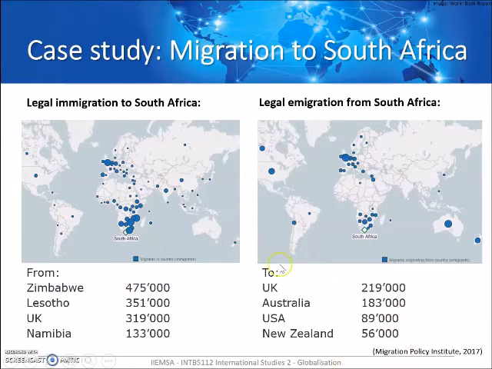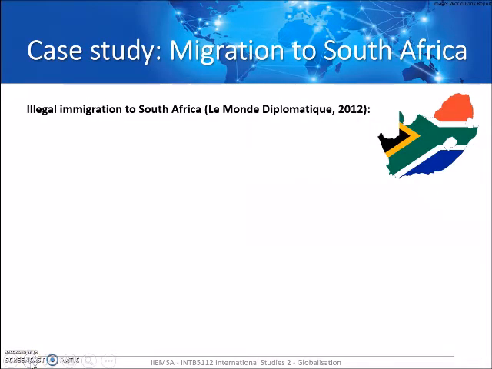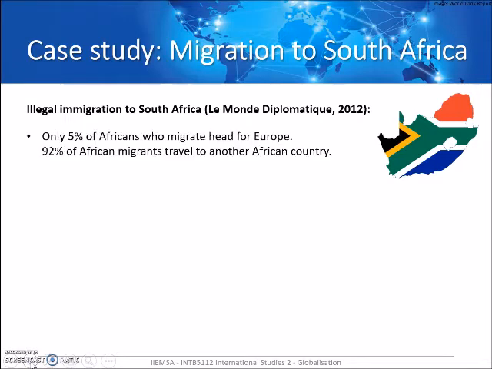You can see the language pattern here: it's all English-speaking countries. And with the UK, there are obviously historical ties as well. So this also reconfirms the different migration factors. So this is legal migration. Obviously, a big problem in South Africa is also illegal immigration that comes into the country. These are some stats from an article from 2012 from Le Monde Diplomatique that says that only 5% of Africans who migrate actually head for Europe, which one would not expect, looking at the news coverage.